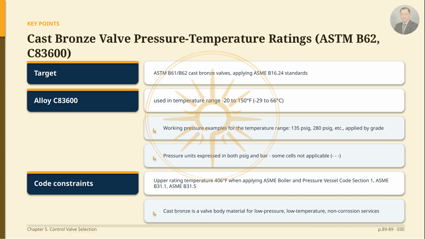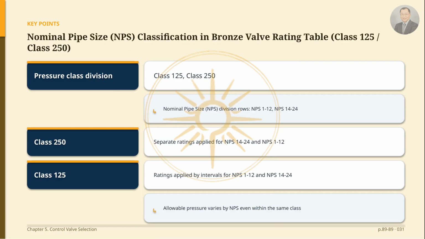Some codes, such as ASME Boiler and Pressure Vessel Code Section 1, ASME B31.1, and ASME B31.5, limit the maximum rating temperature of this material to 406 degrees Fahrenheit. Please keep in mind that cast bronze is a valve body material used for relatively low pressure, low temperature, non-corrosive services.